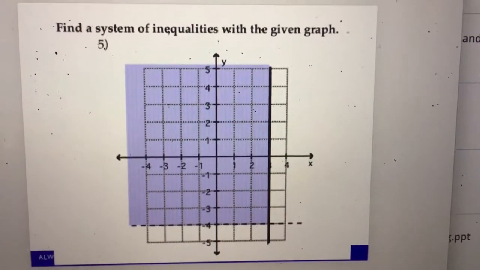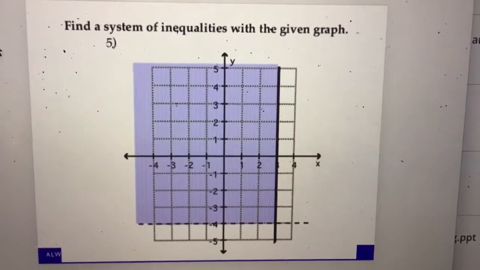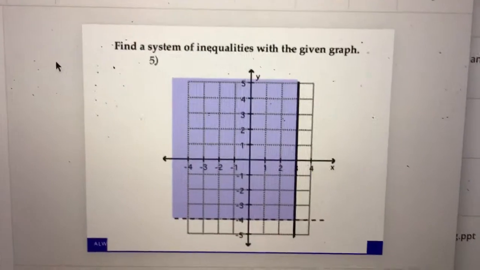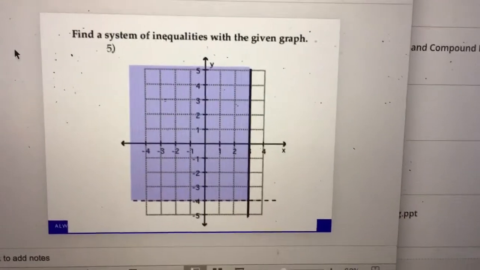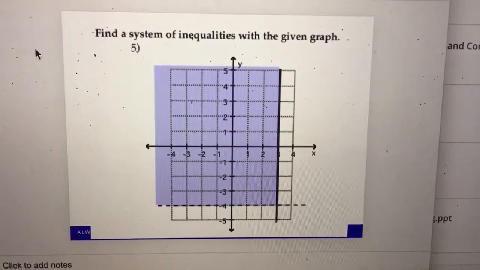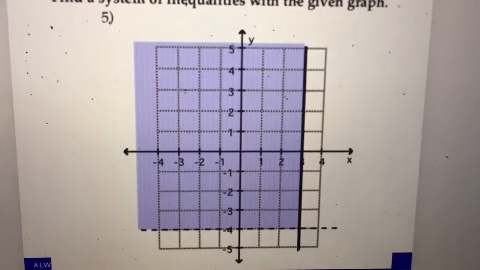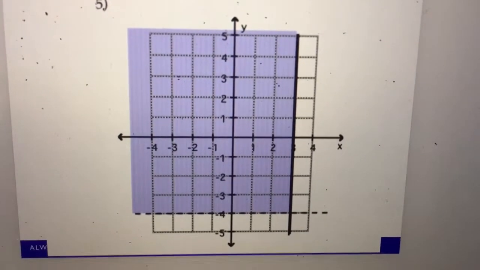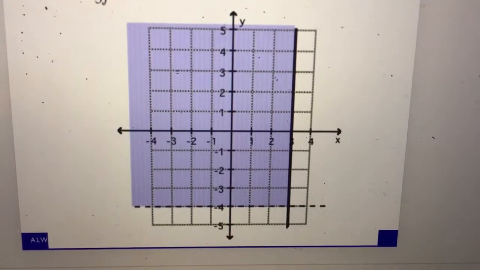So this one is one that I needed to show you on the board anyway. Find a system of inequalities with the given graph. So this one's not too hard because this one is going to be a combination of vertical and horizontal lines. Now notice we have to look at a few things. The vertical line is solid and the horizontal line is dashed. The vertical line looks like it's at x equal to 3, and then it's shaded to the left. So that looks like it's going to be x is less than or equal to 3.